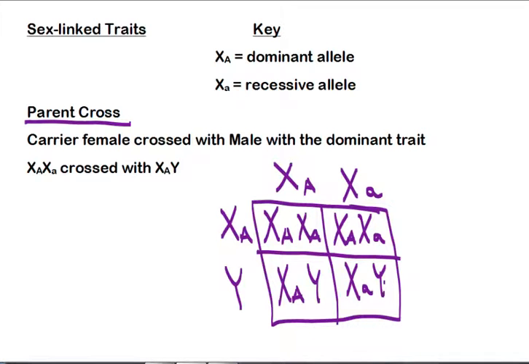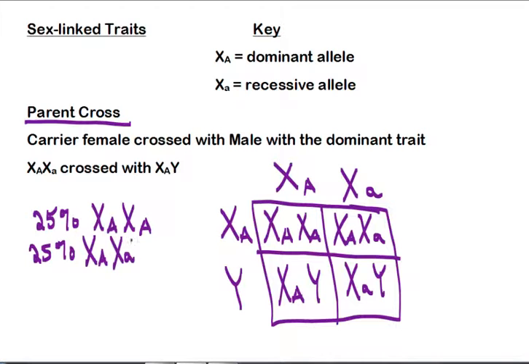So in this case, there is a 25% chance of having a female offspring that is homozygous dominant for that trait. There's a 25% chance of having a female that is heterozygous for that trait. In this case, those female offspring would be called carriers because they carry the trait.